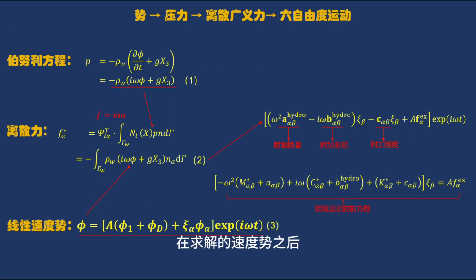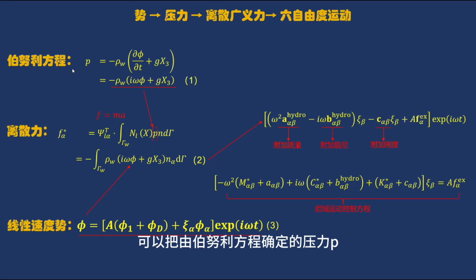After solving for the velocity potential, it needs to be converted into the pressure on the surface of the object. Then, it is further transformed into discrete, generalized forces, and finally, the 6 degrees of freedom motion is solved. Let's take a look at the Bernoulli equation. If we want to solve for the pressure P, it consists of two terms. The first is the static pressure. Then, there is also the dynamic pressure in front. If we take the partial derivative of the potential phi with respect to time, as can be seen from the previous equation, what remains is the iω term.